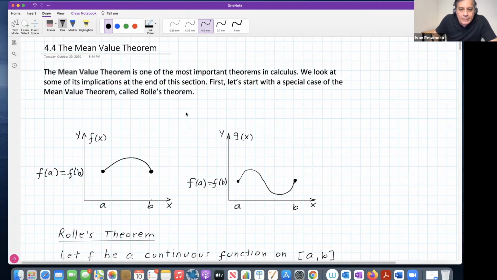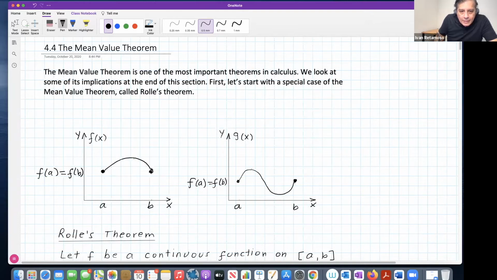Mathematicians sometimes call Rolle's theorem the baby version of the mean value theorem. It's a very, very basic version of the mean value theorem. Let's use it as an introduction. Suppose you have a function whose graph looks like this.